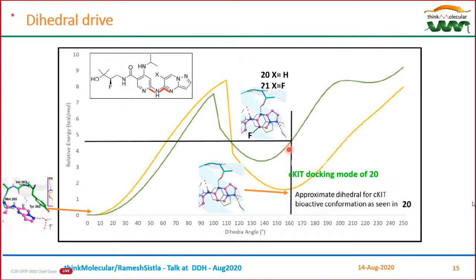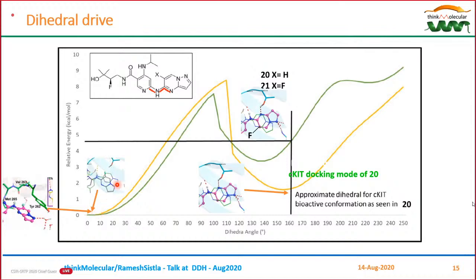Whereas for 21, when you have a fluorine there, obviously that went up to about 4.5 kilocalorie per mole. Therefore what happened is 21 could not take this sort of conformation any longer on c-kit, and it had to fall back to this kind of binding mode. In any case, 21 adopts this binding mode on IRAK4, but since this binding mode is unproductive on c-kit, we lost potency on c-kit, or in other words, we got selectivity.